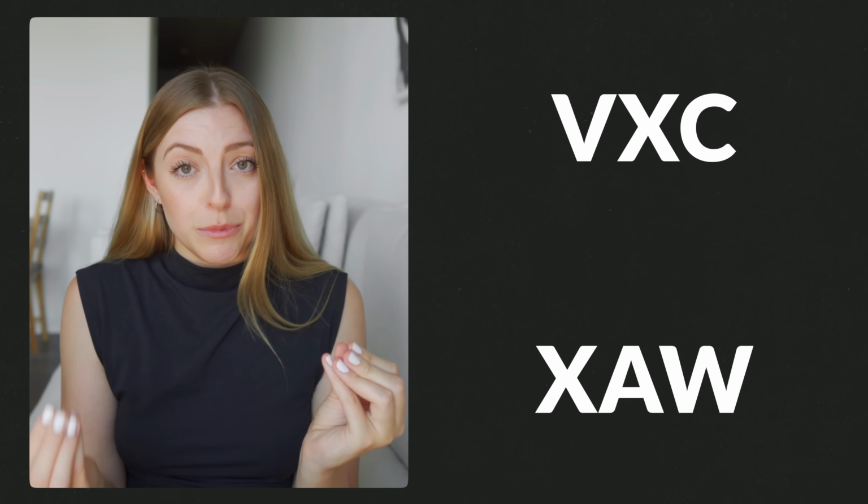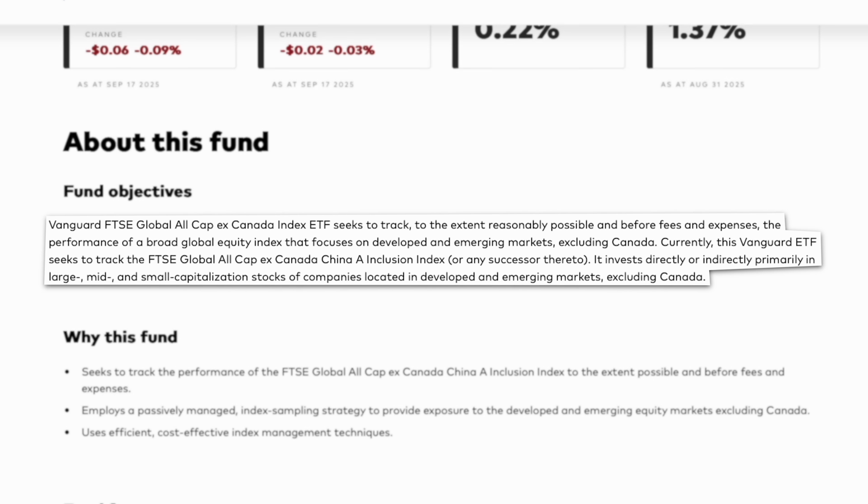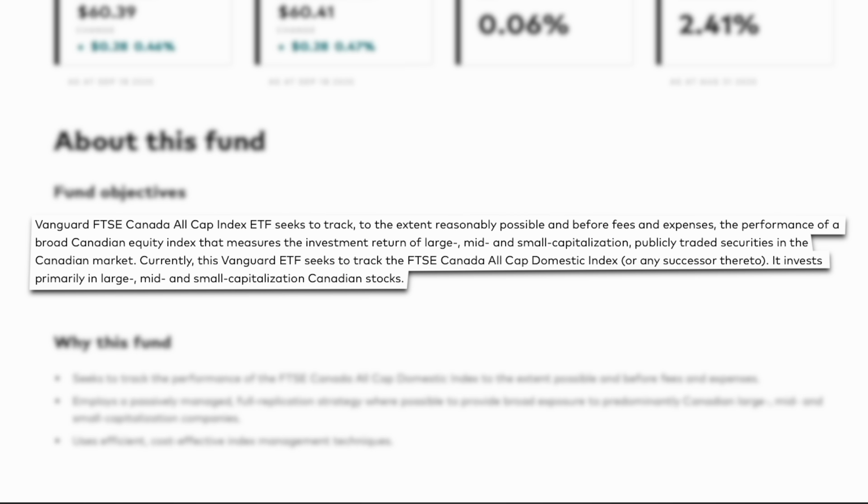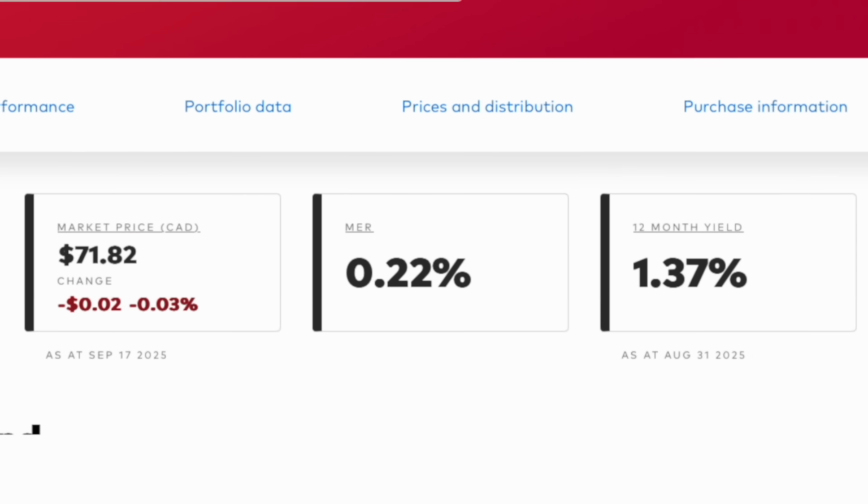Now, the other two ETF options that are available in Canadian dollars that are the next closest to these globally weighted index ETFs are VXC and XAW. VXC tracks the FTSE Global All Cap Index just like VT does, except it excludes Canada altogether. So that means that no Canadian stocks are held inside of this ETF. Now, if you wanted to invest in this ETF but also include Canadian stocks, then you could potentially add an ETF like VCN, which just includes Canadian market stocks. But otherwise, VXC is globally diversified and it has a fee of 0.22%.